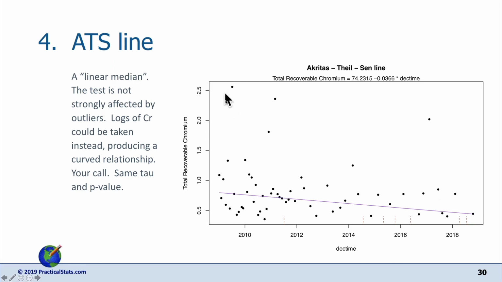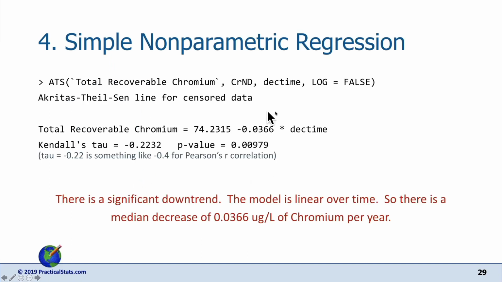And then if it looks like it is curved, if I take logs, both regression and this line will be straight in log units, which means they're going to be something like an exponential decay here. They're going to be a curve in the original units. And so to keep it simple, if log is false works fine and it looks like a straight line, then you've got a slope that instead of percent per year is micrograms per liter per year down. So this is going down about 0.04 micrograms per liter per year, and it is significant.